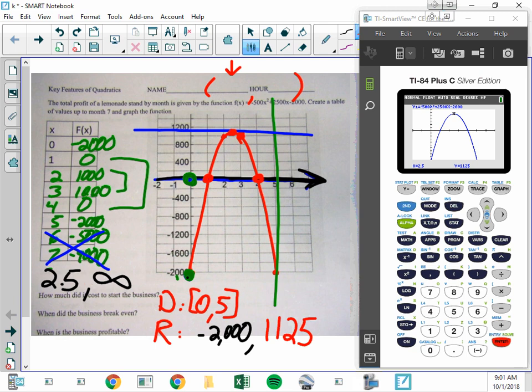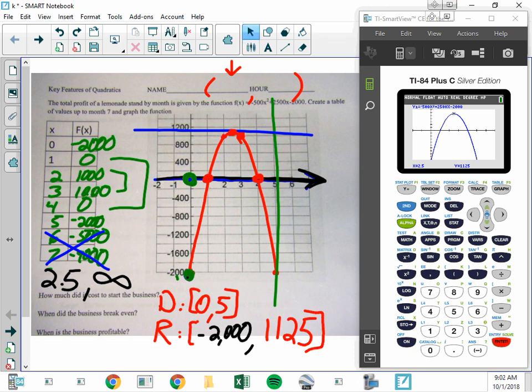Does the graph exist at y equals negative 2000? Does the line actually hit at negative 2000? Yes. So if negative 2000 counts, it gets a bracket. Does 1125 count? Yes, so it gets a bracket.